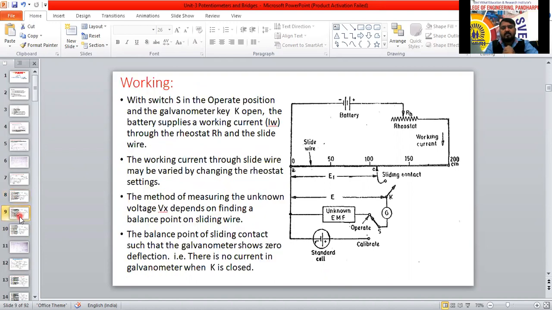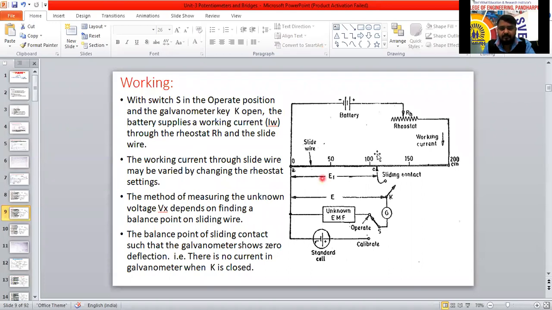Then we'll discuss the working of the slide wire potentiometer, how we have to operate it. Okay. Some people are joining now. How much time? Already four and a half hours have passed.